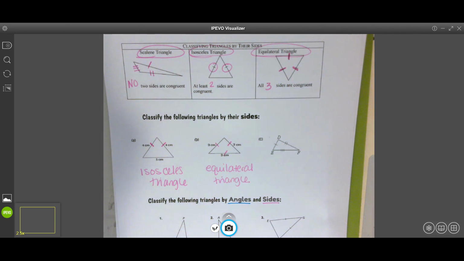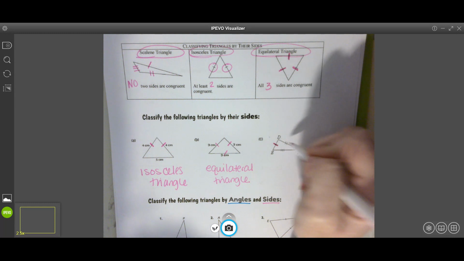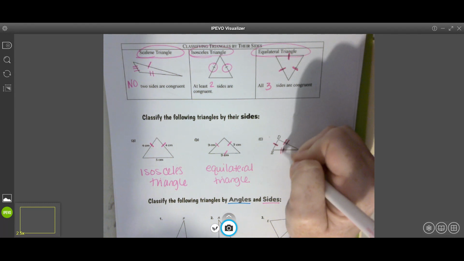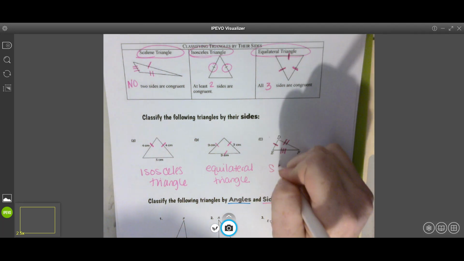All right, and then the last one, it shows that we have tick marks. I'm just going to draw over them so you can see them a little more clearly. So we have 1 here, 2, and 3. Again, that means all the sides do not match. And since they do not match, we are going to call them a scalene triangle.